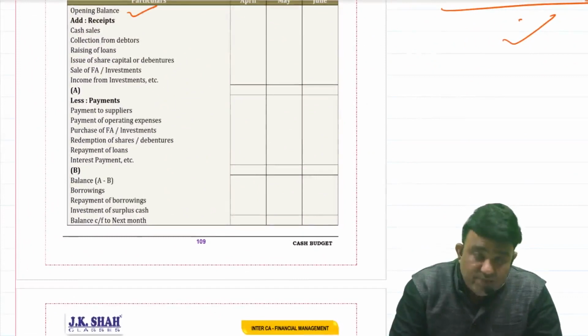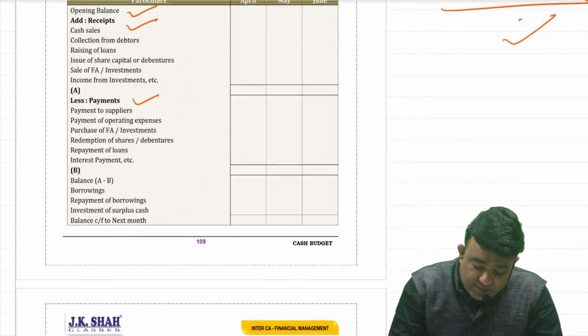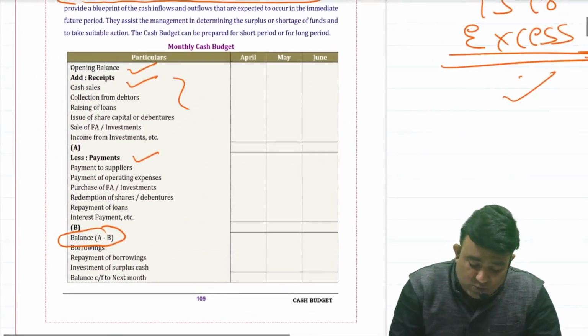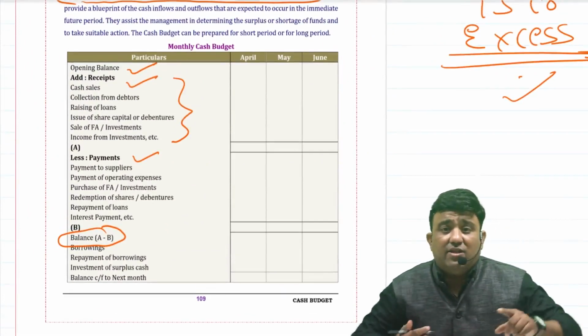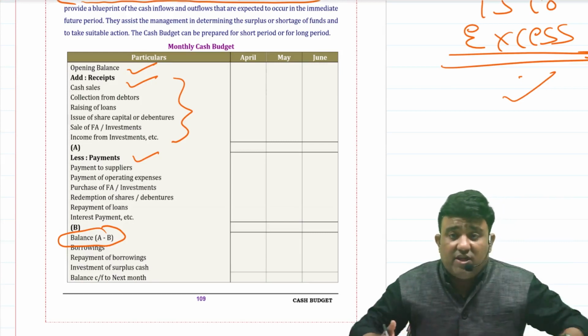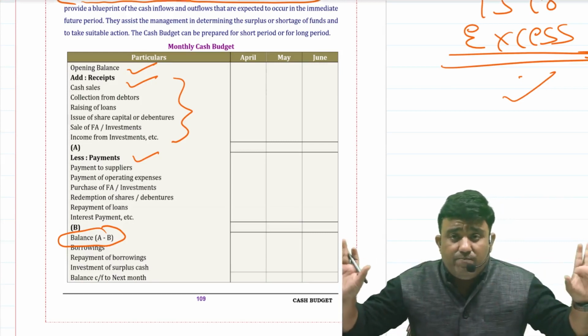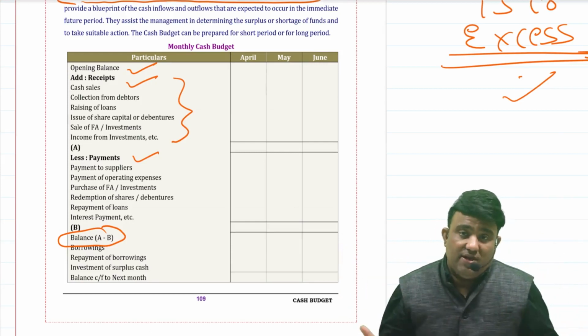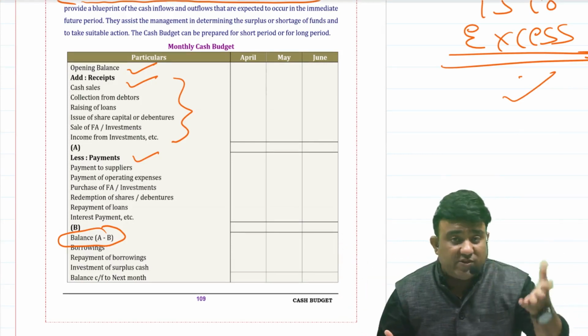The format is classic: opening balance plus receipts minus payments will give you A minus B, the closing balance. If I talk about receipts, student, very routine receipts: cash sales, collection from debtors, issue of equity, preference, debenture, interest received, dividend received, and so on. But here you will not see many receipts. Maximum you will see sale of fixed asset and investment.